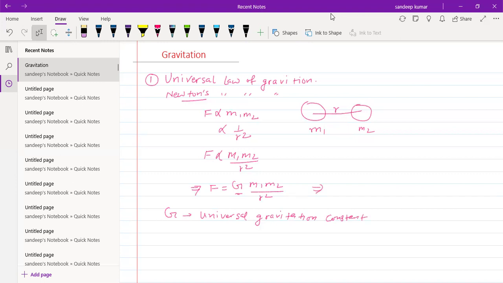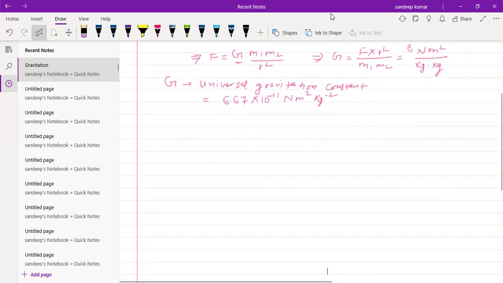Once you talk about the unit of G, see children, we can write G as F into R square divided by M1 into M2. What will be the SI unit of force? That is Newton, right? Distance square is meter square, and it is kg into kg. So the value of G is 6.67 into 10 to the power minus 11, and the unit is Newton meter square per kg square. This is very, very important.